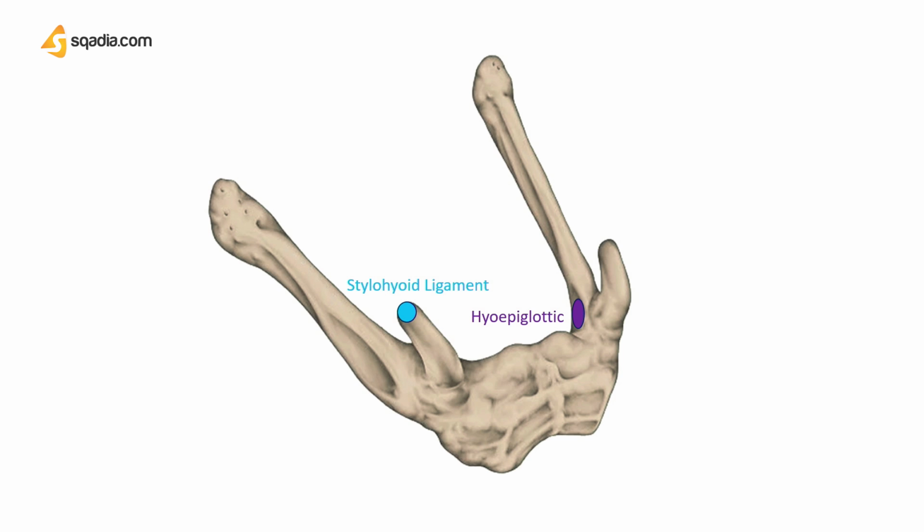Hyoepiglottic ligament means between the hyoid and epiglottis. So one end is attached to the hyoid bone and the other to the epiglottis. Thyrohyoid membrane separates the hyoid bone and the thyroid cartilage. It is present at the lower border of the body posteriorly.